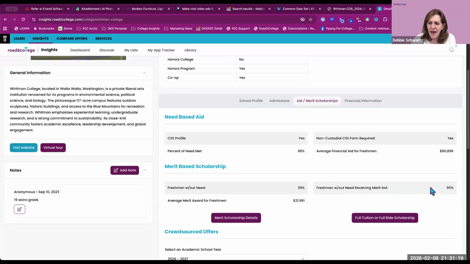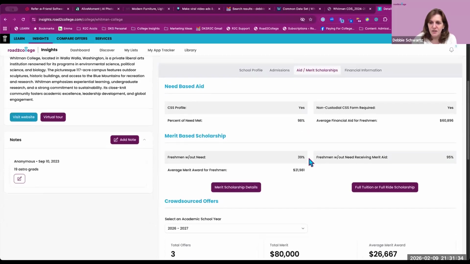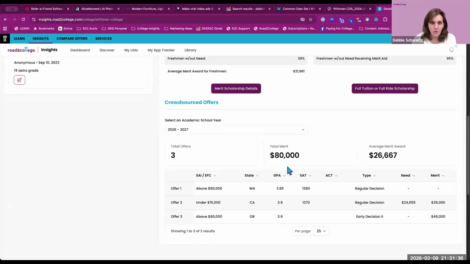And here's the other number that we saw. If you do have financial need, then Whitman is covering 98% of your financial need. So all of this is information that lines up with the common data set.